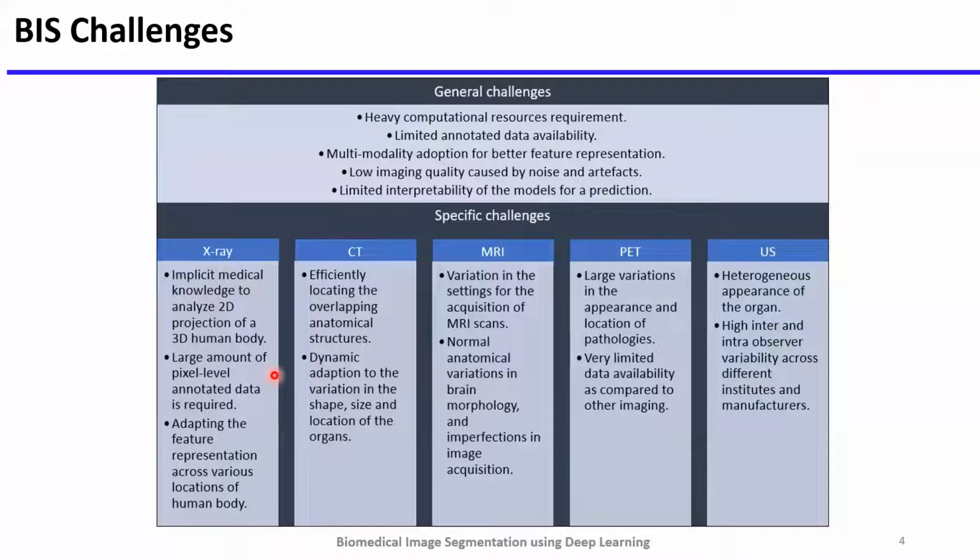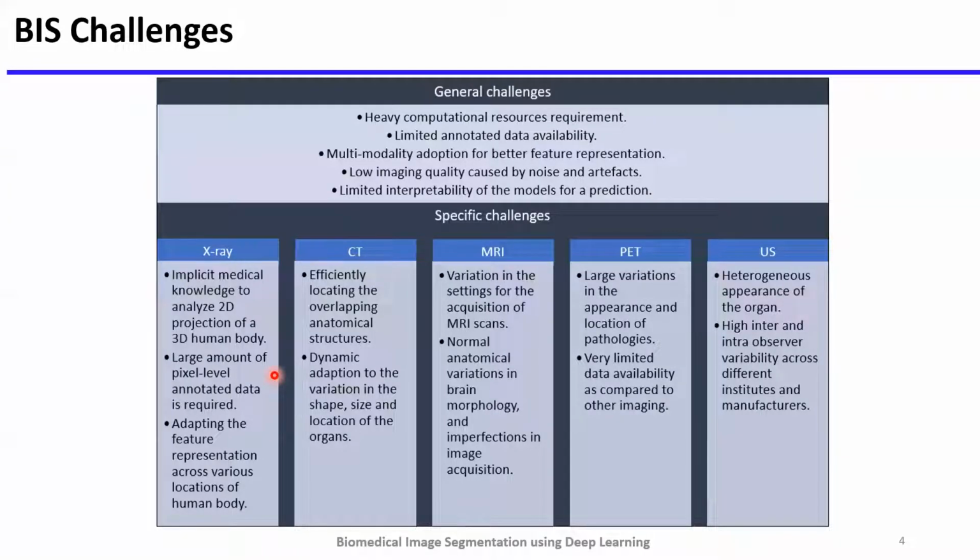At the same time, it is also important how we make the machine intelligent to analyze these 2D images on behalf of 3D images. Then a large amount of pixel-level annotated data is required if we want to segment the X-ray images. Then, adopting the feature representation across various locations of the human body. Feature representation is the most important phenomenon for image classification or segmentation. That is also one of the biggest challenges when dealing with X-ray images, and it is the common challenge that we face in every type of scan.